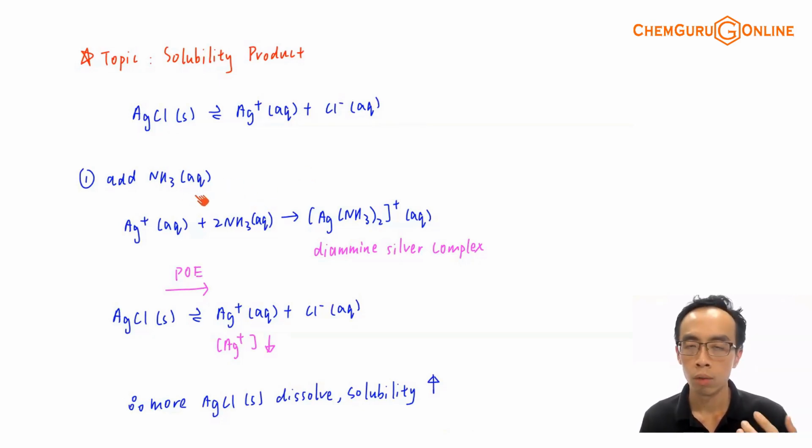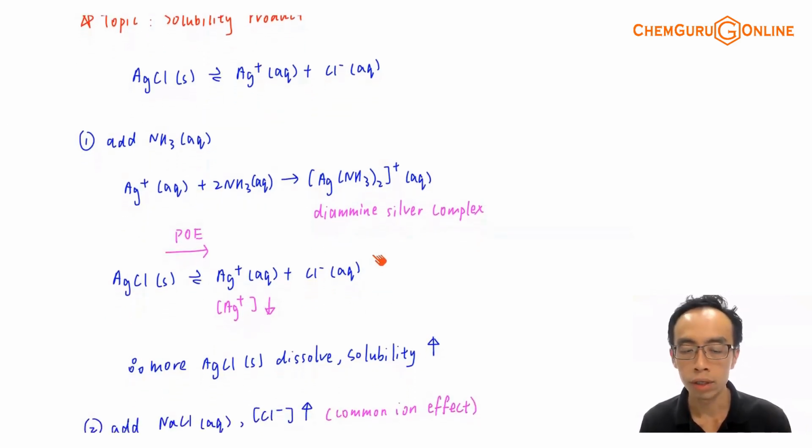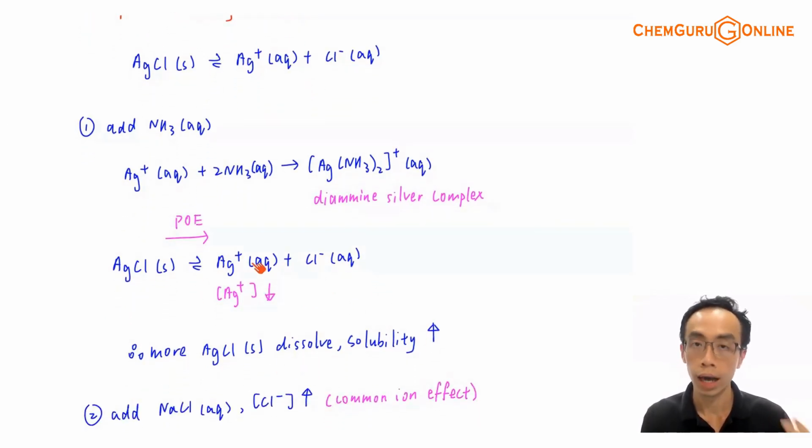When you add ammonia, your Ag plus will undergo complex formation to form your diamine silver complex. And the formula for your diamine silver complex is here. What this means is you are decreasing the concentration of your cation, Ag plus (aq), which is essentially Ag plus surrounded by water. When you form this diamine silver complex, you're forming a different complex, and the concentration of Ag plus (aq) decreases.